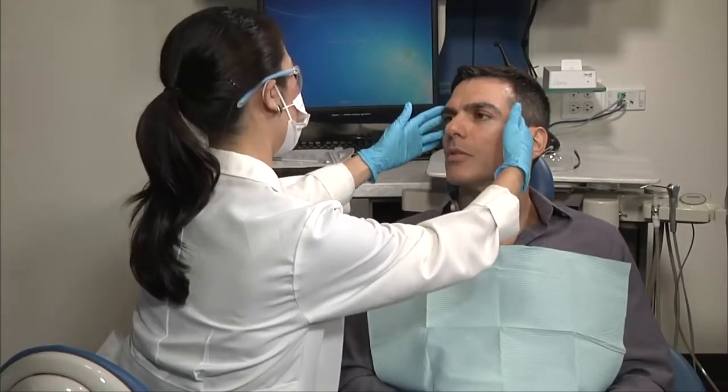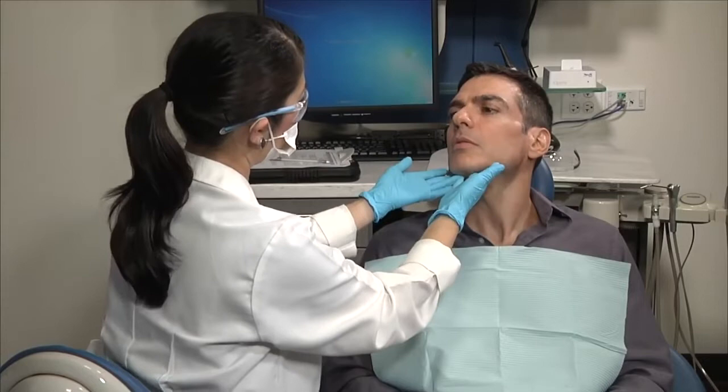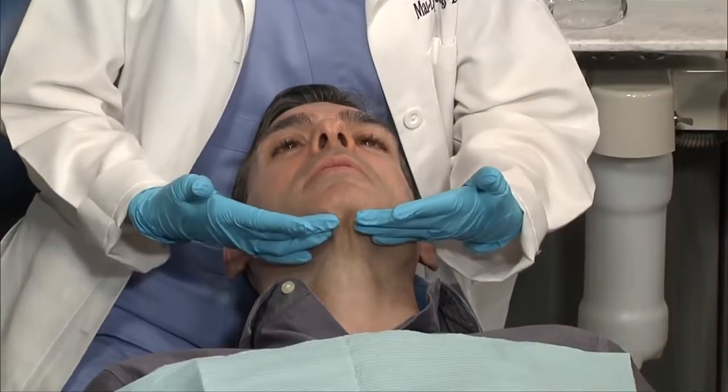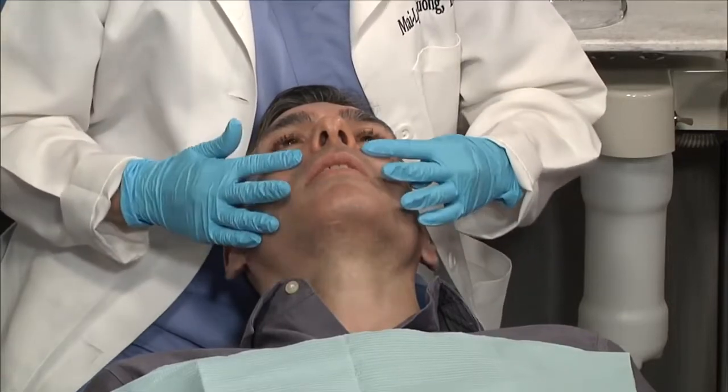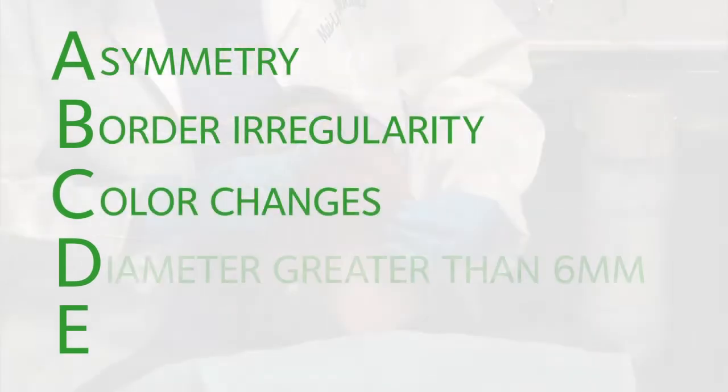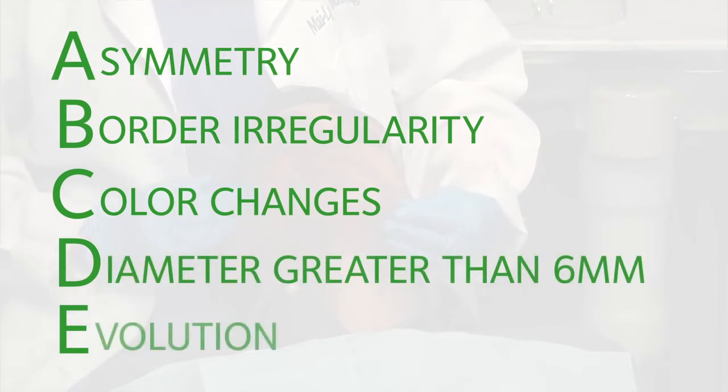Begin the extraoral exam by examining the head and face, both the front and back, taking note of any asymmetries and the presence of pigmented lesions. For such lesions, use the American Cancer Society's ABCDE rule to assess for melanoma risk. Look for asymmetry, border irregularity, color changes, diameter greater than 6 millimeters, and evolution of the lesion over time.